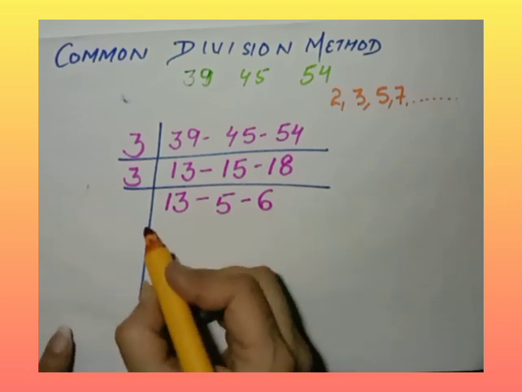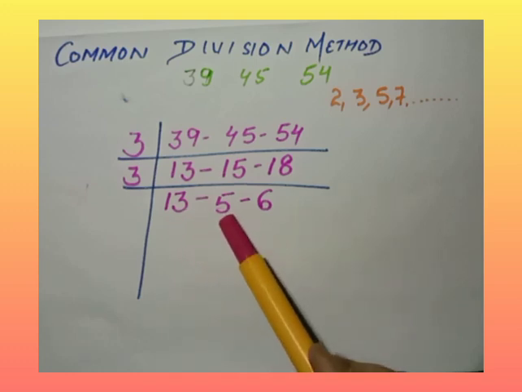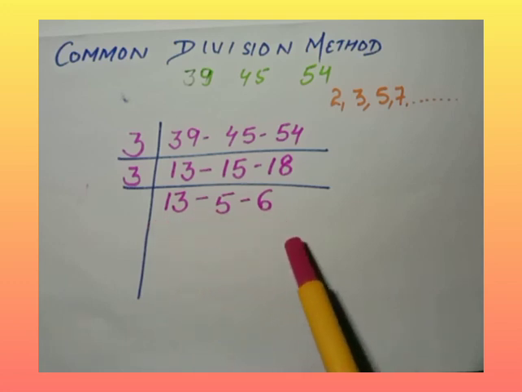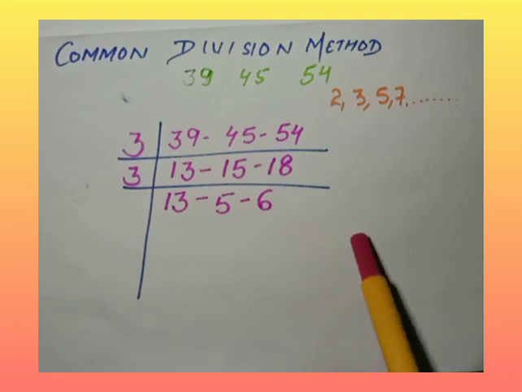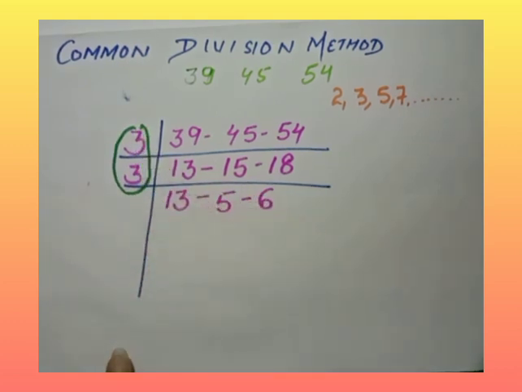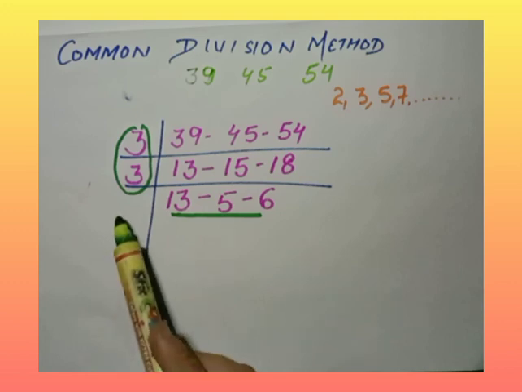Now what did we get? We got the numbers 13, 5 and 6. Now you saw that 13 is a prime number, 5 is also a prime number, and 6 is a composite number. All the numbers don't have any common factor, so we will stop our division over here. Now we have to look at all the numbers at the left of the column, which are these 3 and 3. We have to do the product of these numbers and the last remainders. We have to multiply all the numbers which are on the left side and the remainders.